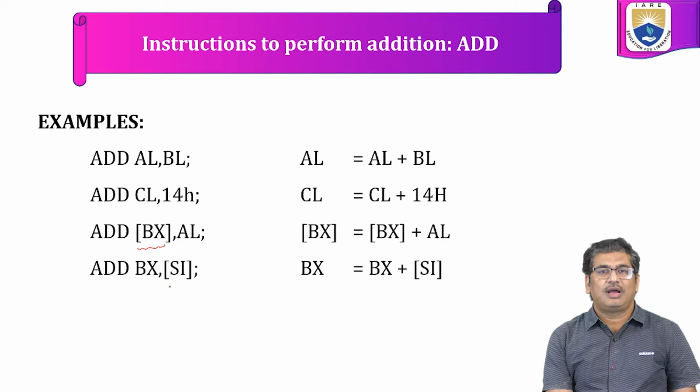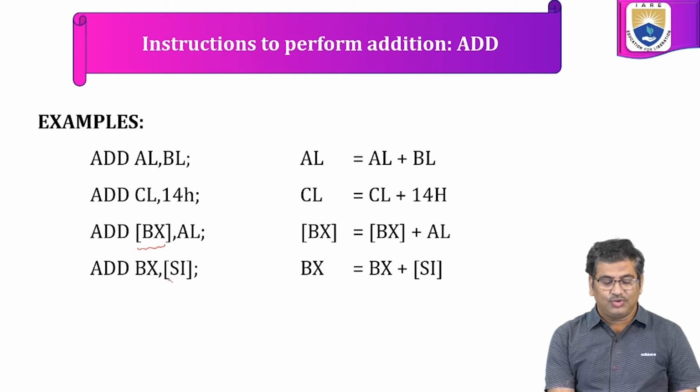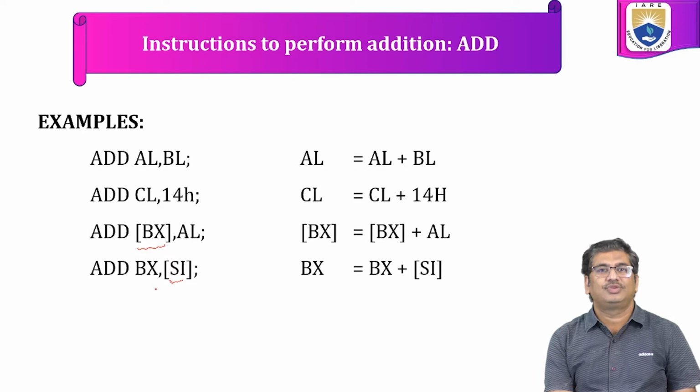ADD BX comma in brackets SI. Here, the source data is the memory location content whose address is specified in SI register. So, the contents of the memory location whose address is in SI register will be added with BX register content, and the result will be stored in BX. For this instruction, the source and the destination should be of the same size. Either 8-bit by 8-bit or 16-bit by 16-bit addition is possible. Both source and destination cannot be memory locations.